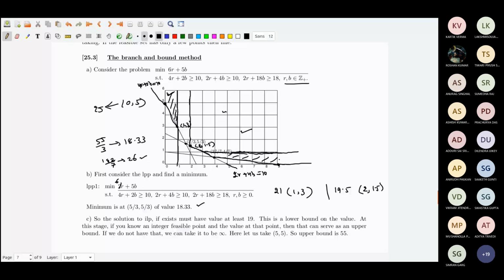So what is the point where b equal to 1 cuts? If b equal to 1 cuts, r will be equal to 3. Okay, this line where b equal to 1 is cutting the line 2r plus 4b equal to 10, and so that is the point 3 comma 1. At 3 comma 1 the value of 6r plus 5b is 23.